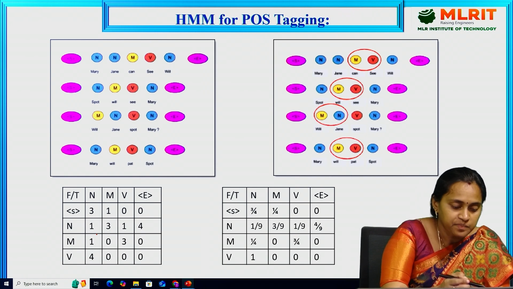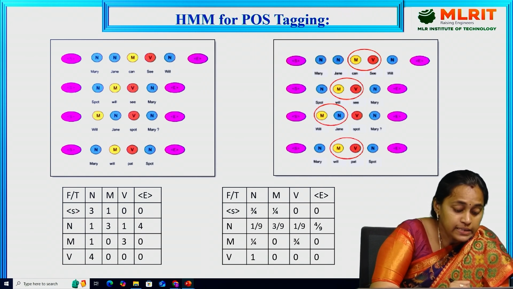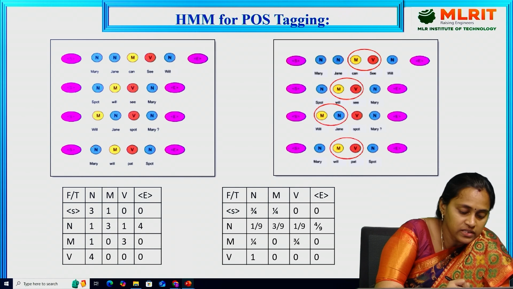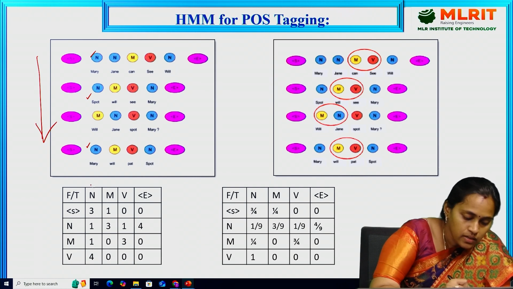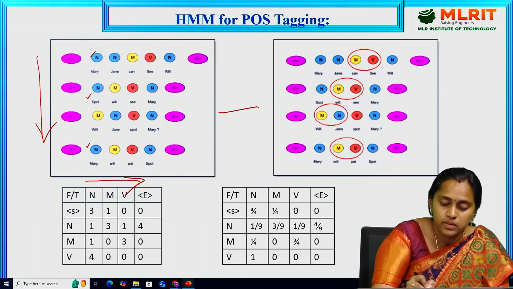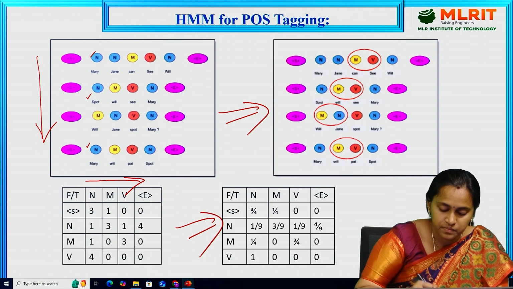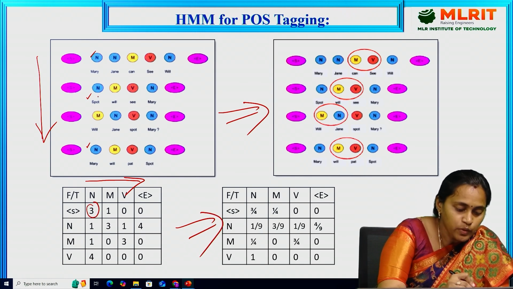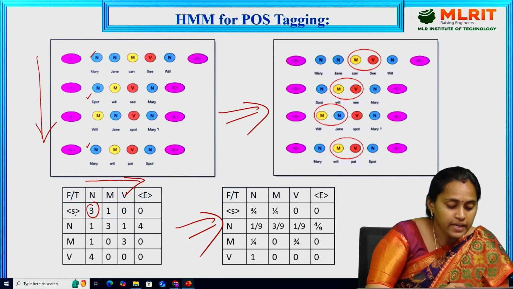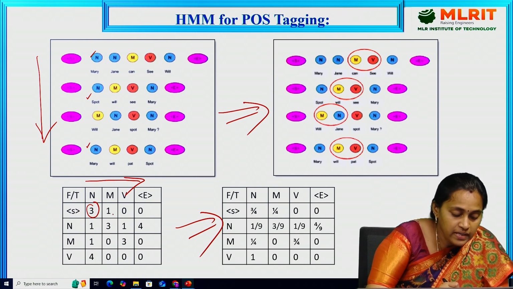Here, in a structure starting with S, how many nouns are there? Here Mary, Spot, Mary, like this. How many times? 3 times. Next, the sentence starting with modal occurs only 1 time. Verb is 0, and the ending tag is also 0.